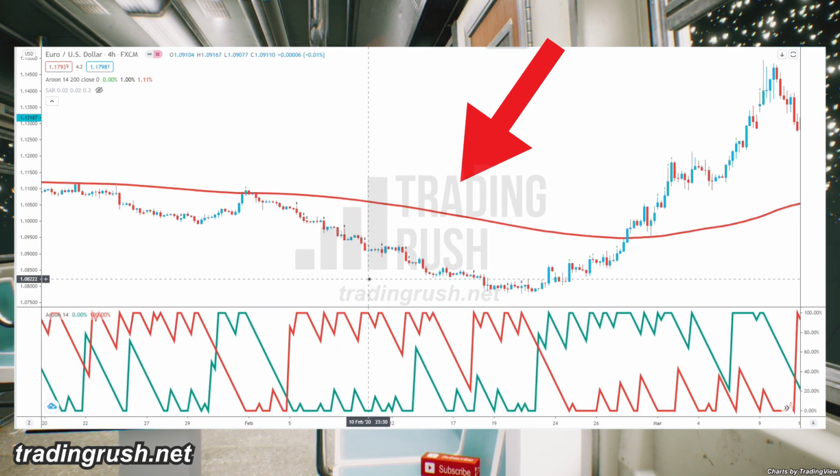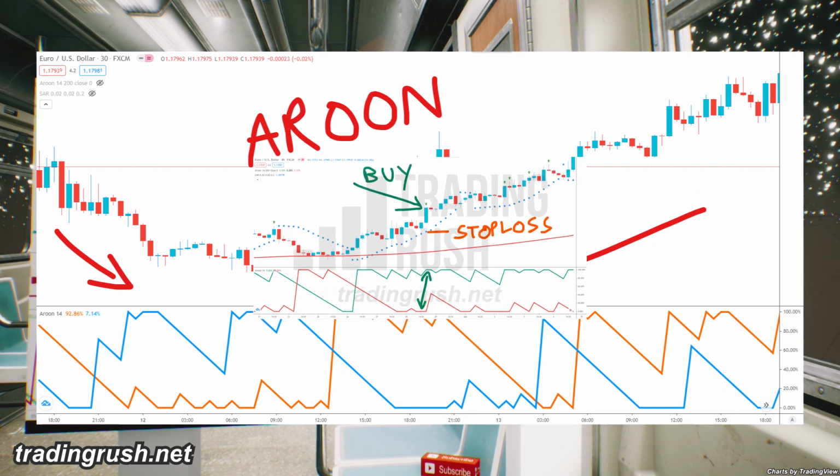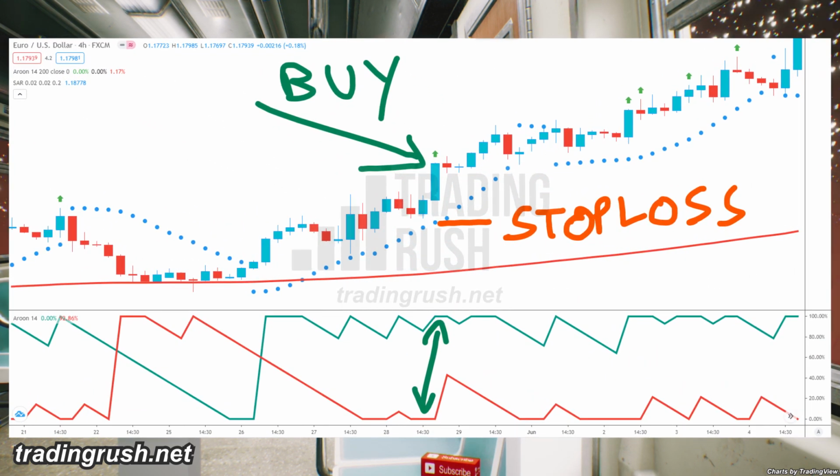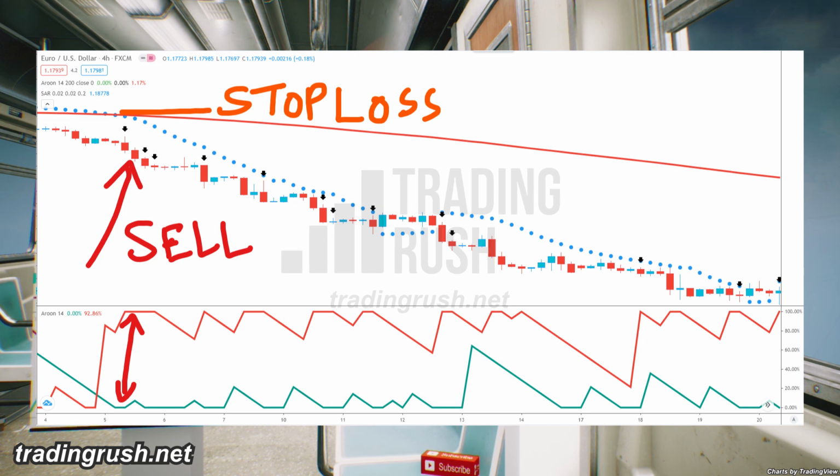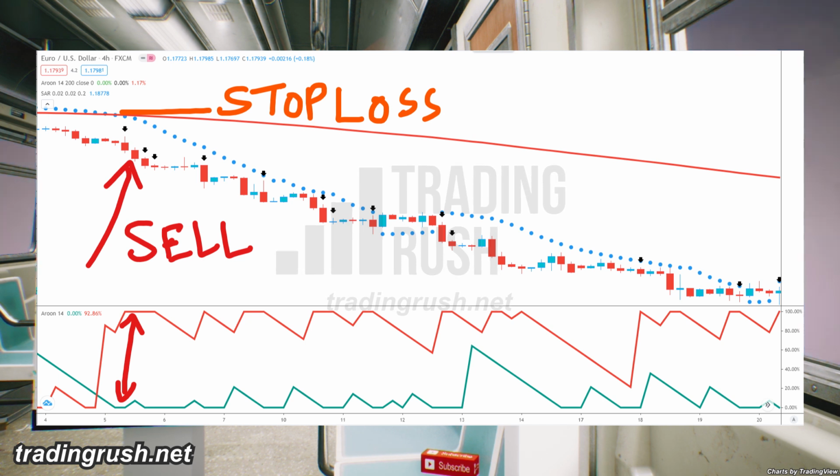So here's how the complete modified Aroon strategy goes. We will only buy when the Aroon up is at 100 and Aroon down is at 0, and the signal is generated when the price is above the 200 period moving average. We will only sell when the Aroon down is at 100 and Aroon up is at 0 and price is below the 200 period moving average.